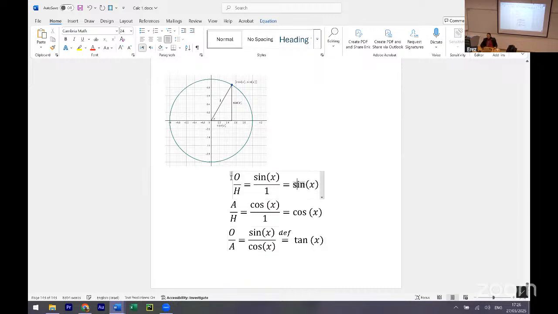So that's the proof of SOHCAHTOA. Sine is O over H. Cosine is A over H. Tan is O over A. So it's SOH, CAH, TOA.